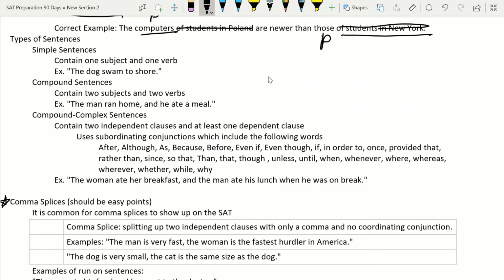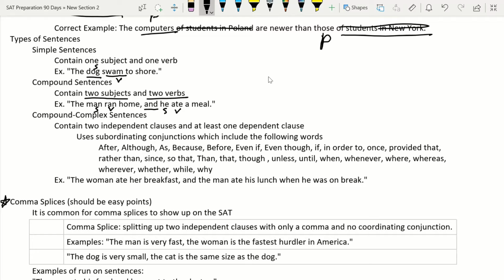We've got simple sentences. They contain one subject and one verb. Right? One subject, one verb. An example would be the dog, dog being our subject, and then verb being swam, and then he swam to shore. We've got subject, we've got verb. All right, a compound sentence, that's going to contain two subjects and two verbs. So we see we have a subject, the man, and we have a subject, he, right? That pronoun he is going to be our subject. We see we have a verb, ran, and we see we have a verb, ate. Now what else do we see? We see we have a comma followed by a coordinating conjunction in and.